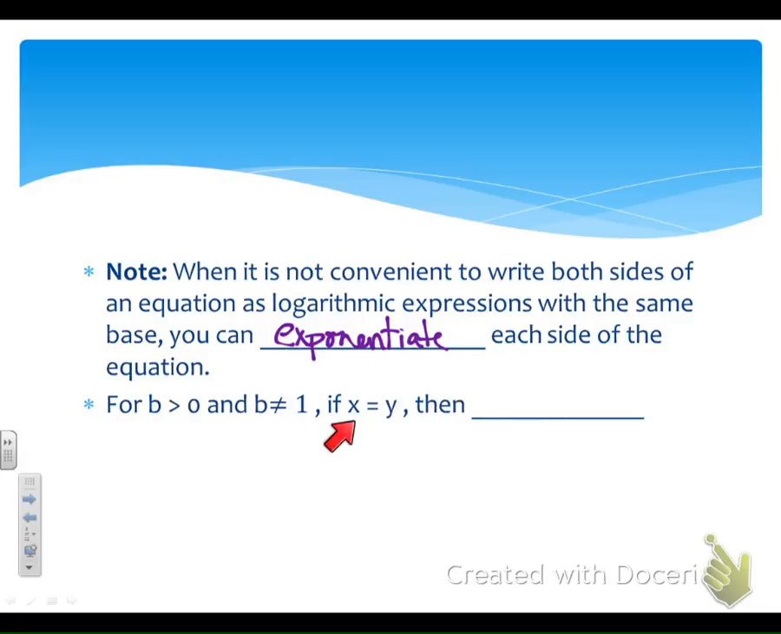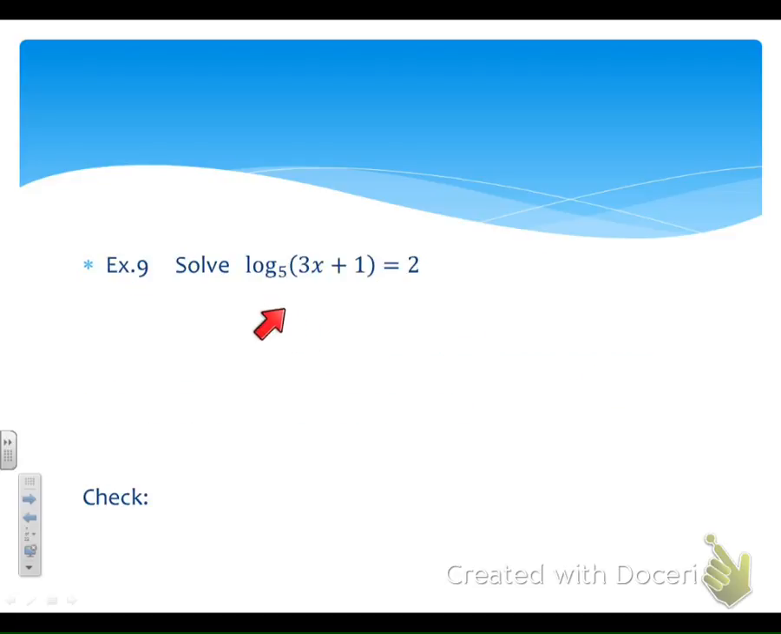You're going to see how if we have something equal to something, if x equals y, then we're going to raise them to be exponents of the same base. That's what exponentiate is going to mean in this class. We're going to raise both sides to be exponents of the same base. Let's use this property. So in example 9, we're going to use this exponentiate process. But I need a particular base to raise it for.